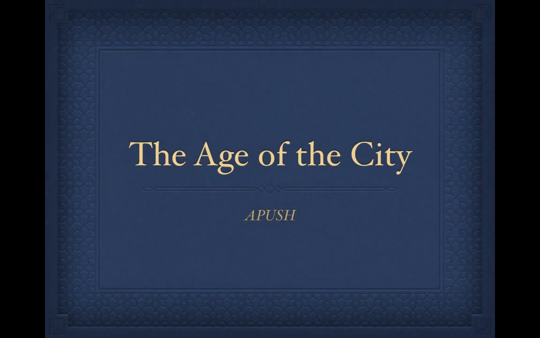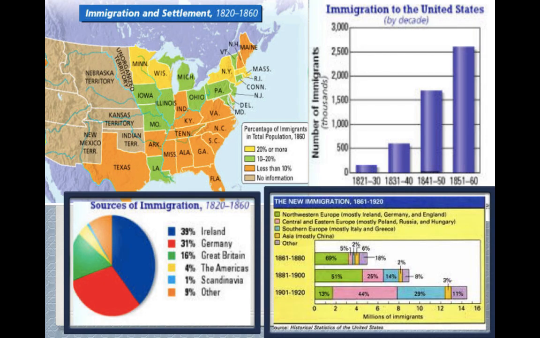All right, let's talk about urbanization in U.S. history, the age of the city. Got some maps and charts here. Let's start top left, immigration and settlement from 1820 through 1860.